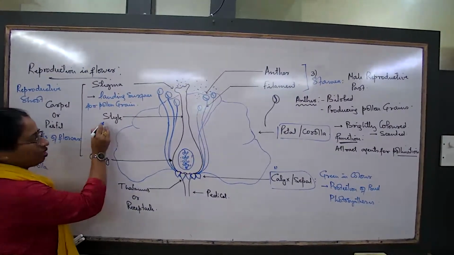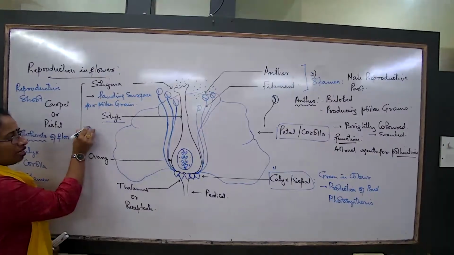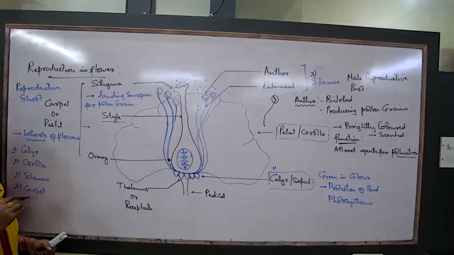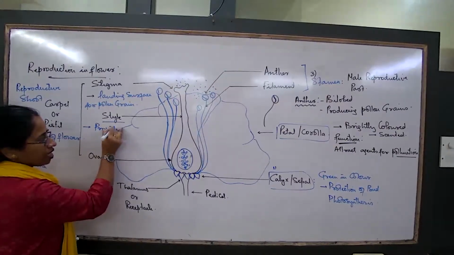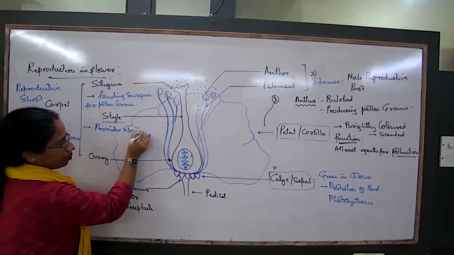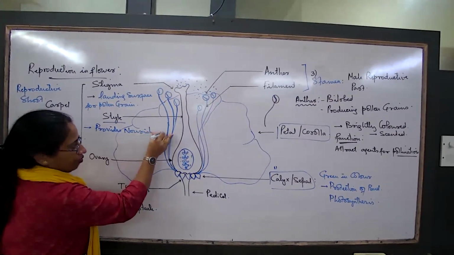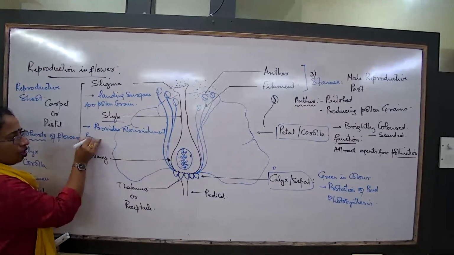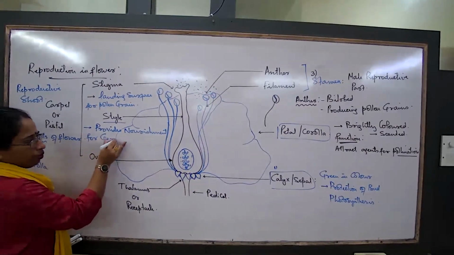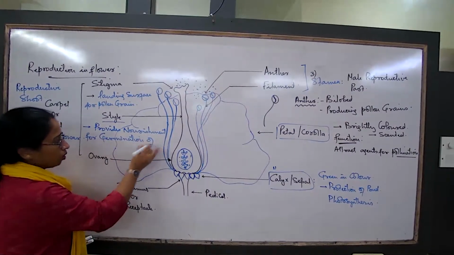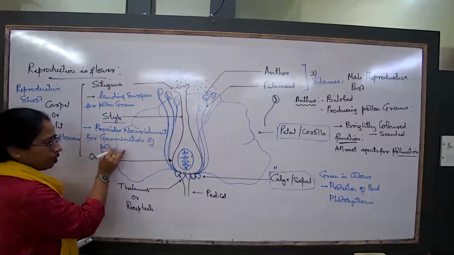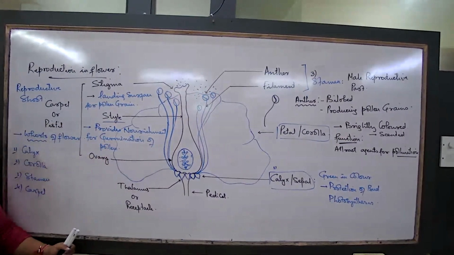What about the style? What is the role of the style? The style provides nourishment for the development or for the germination of the pollen. For the germination of the pollen. What is germination of the pollen? We will learn right now.